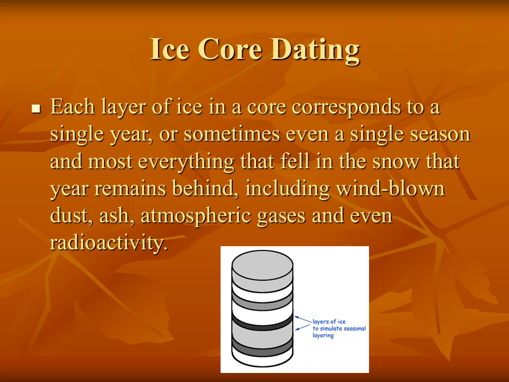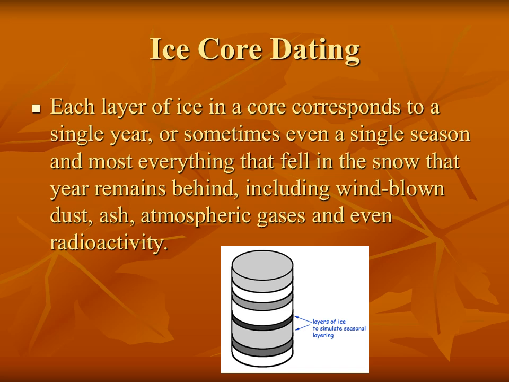Another kind of absolute dating is ice core dating. So each layer of ice in a core corresponds to a single year or sometimes even a single season. And then almost everything that fell in the snow that year remains behind, including anything that was in the wind, so dust, ash, any kind of gases that were in the atmosphere, and even radioactivity can be trapped in ice.